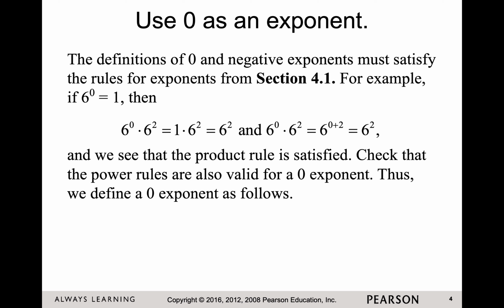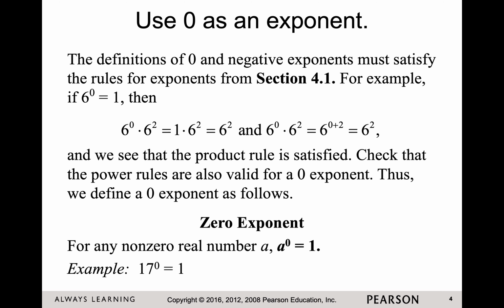So when I'm working with that, if I have 6 to the 0 times 6 squared, let's think about that logically with our rules. In the past, we learned if we multiply two like bases, we add the exponents. So 0 plus 2 is 2. Using this rule isn't really handy in this case because I already know to do 0 plus 2. But there are other times where I will have a variable raised to a 0 power, and I need to know that basically gets rid of the variable.